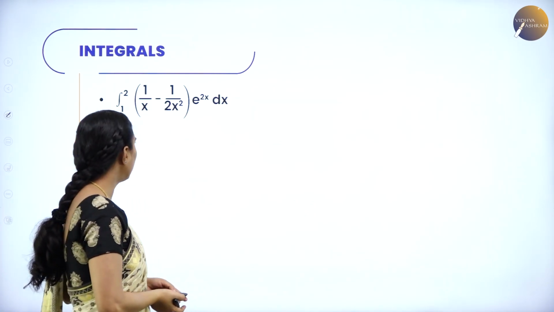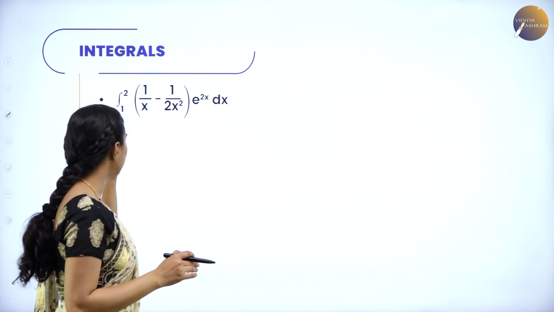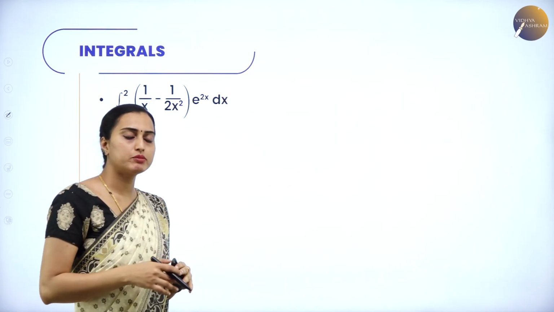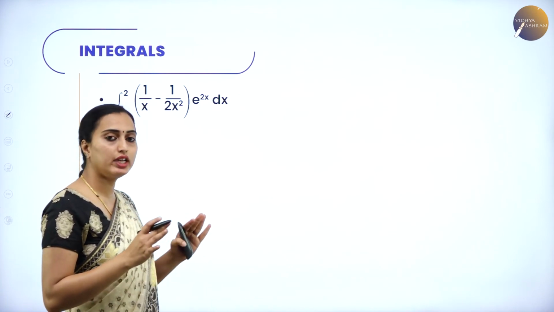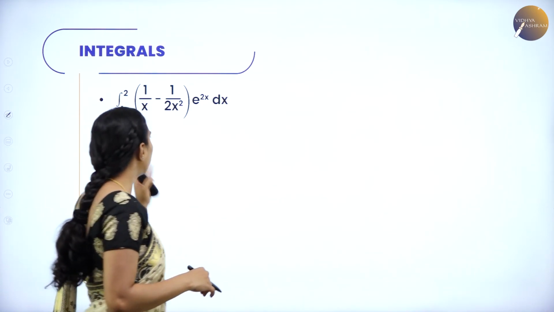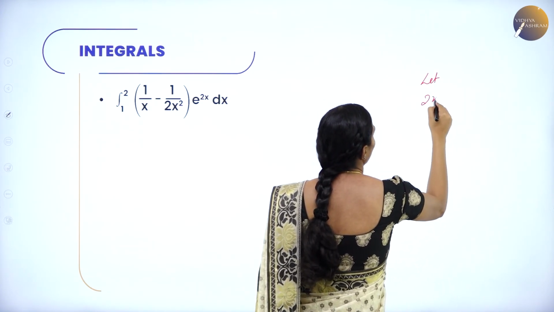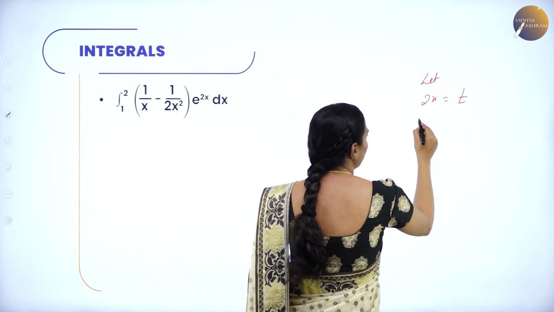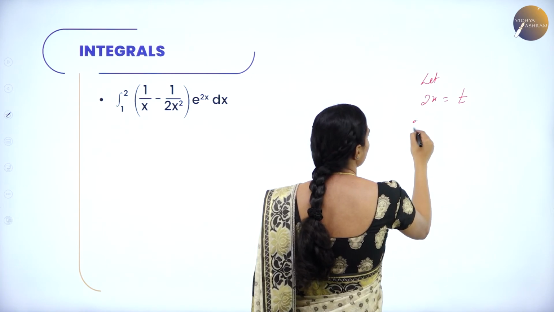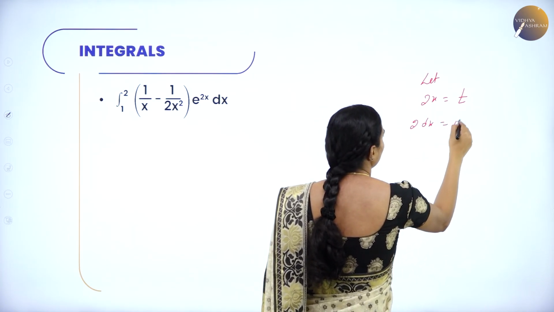Now we'll be moving on to the next problem. What they have given in the question: integral 1 to 2 of (1 by x minus 1 divided by 2x squared) into e power 2x. Now let 2x is equal to t. If you differentiate this with respect to x, 2 dx is equal to dt.